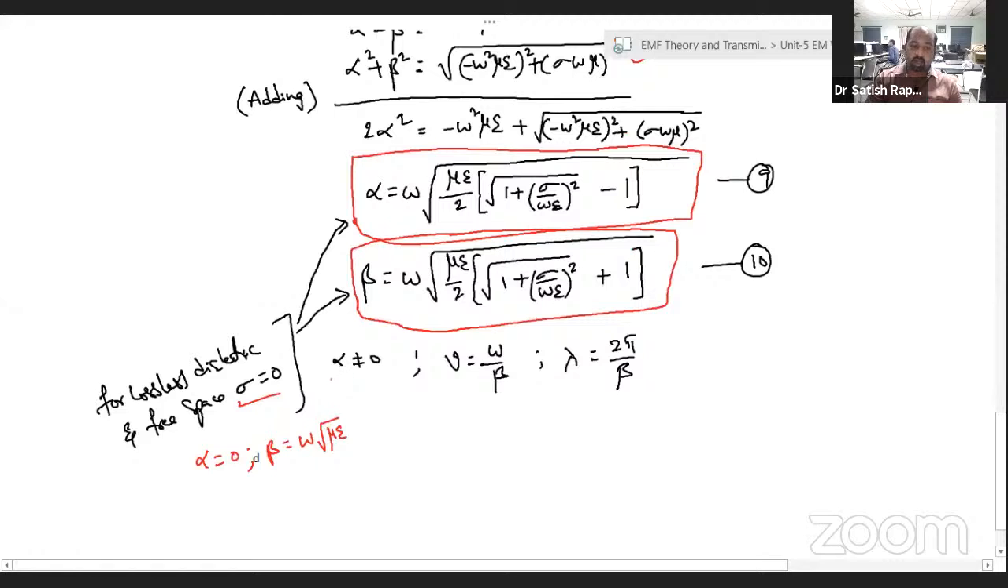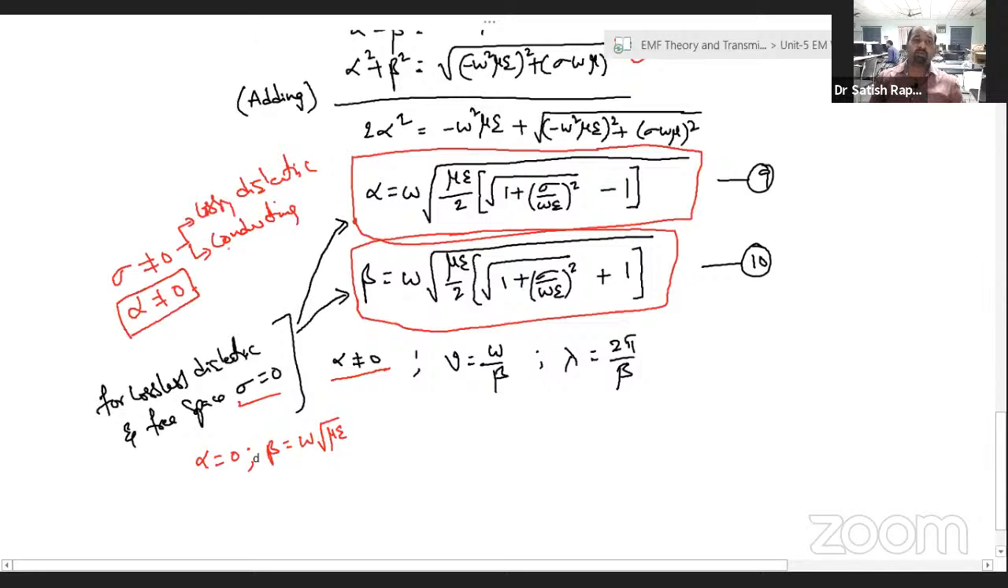So here alpha not equal to 0, right? Whenever sigma not equal to 0, we will get alpha not equal to 0. So sigma not equal to 0 for what? Lossy dielectric media and conducting media. Therefore, for both lossy dielectric media and the conducting media, alpha not equal to 0.